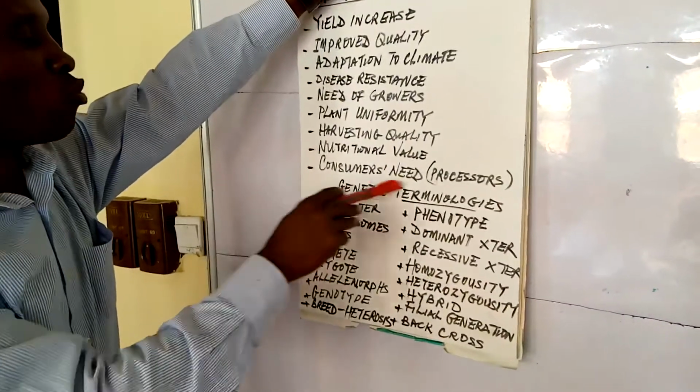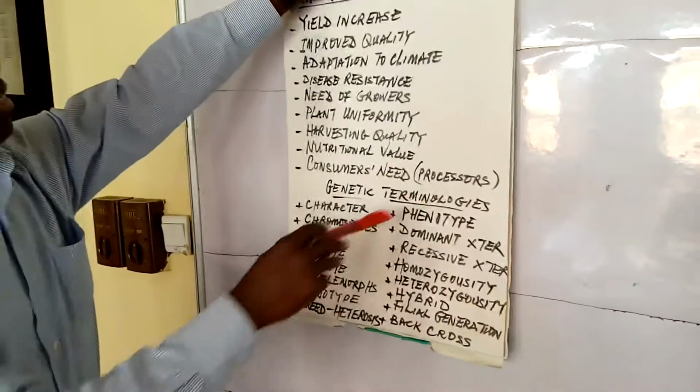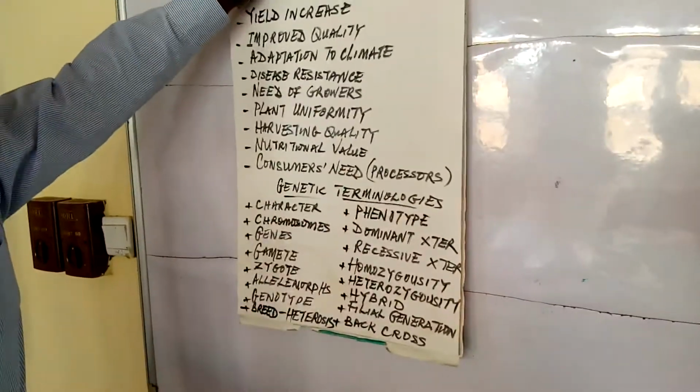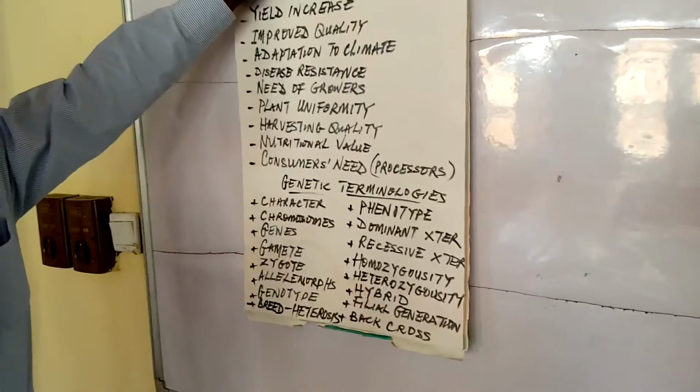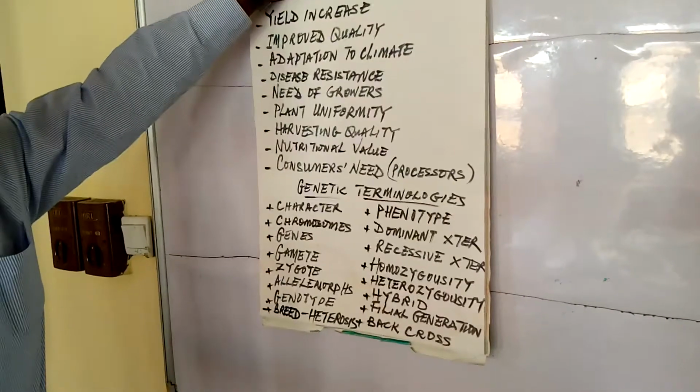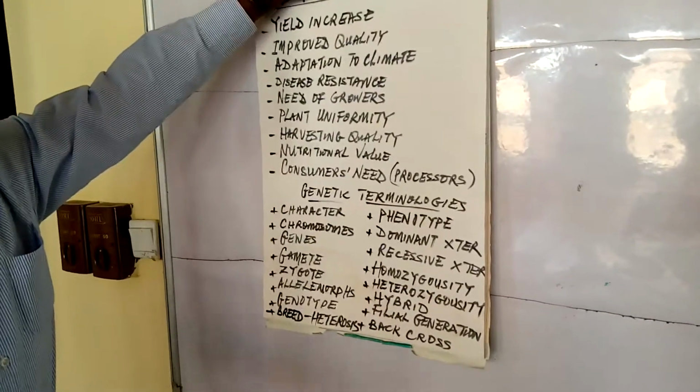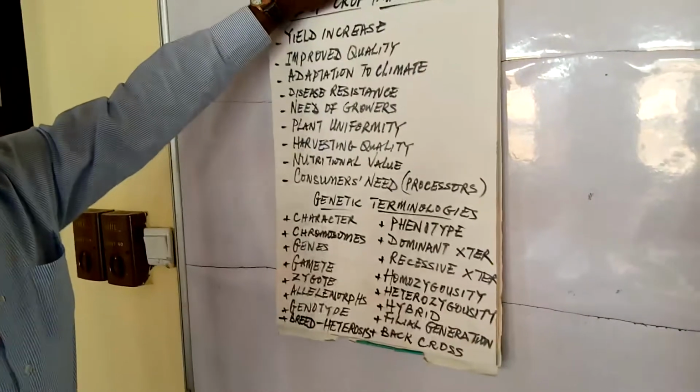Then to meet consumers' need, that is processors of the crop, there are particular qualities they need in the crop they want to process. So they will tell you, and you carry out research to produce a crop that will meet that need.